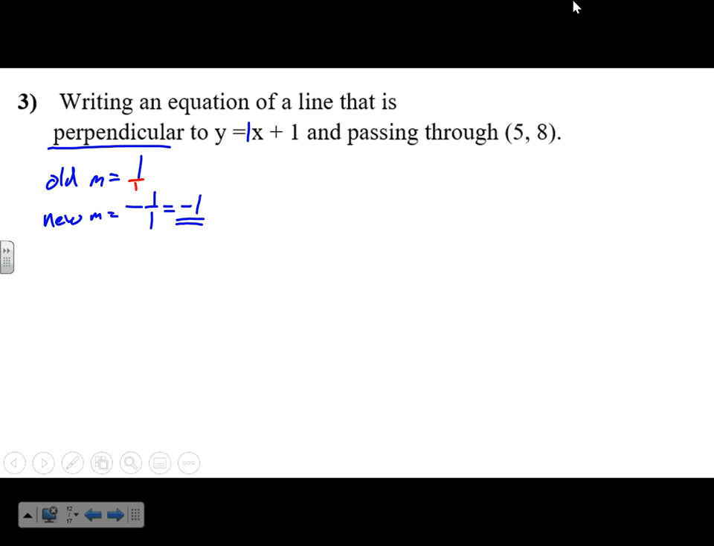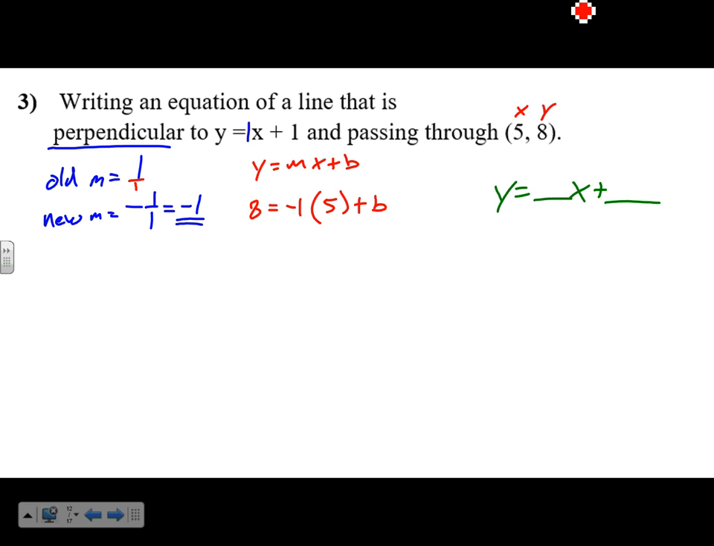Again, my answer, y is equal to blank x plus blank. And we're using this ordered pair as my x and y. So y is equal to mx plus b. My y is 8. My slope is -1. My x is 5. And we're solving for b. So 8 is equal to -5 plus b. Add 5. My b is equal to 13.